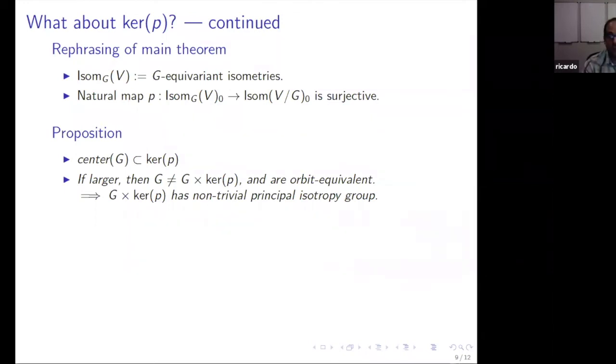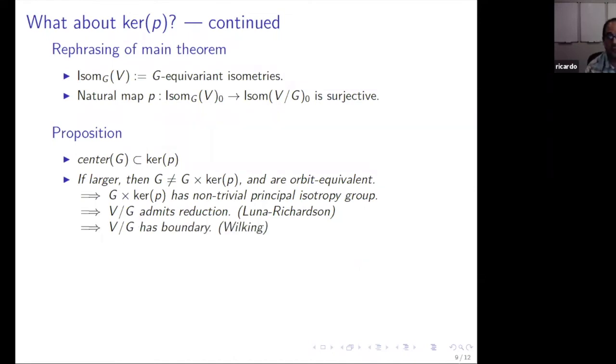And so what that means is that you can take a reduction. You can look at the fixed point set under the principal isotropy group, and you can do what's called Luna-Richardson reduction, right? So this is what I'm writing here. V mod G admits a reduction, in the sense that V mod G is equal to the quotient of some smaller vector space by some other group action. The smaller vector space is the fixed point set of the principal isotropy group of G cross kernel of P. And in particular, you also get out of this that the quotient V mod G has boundary.